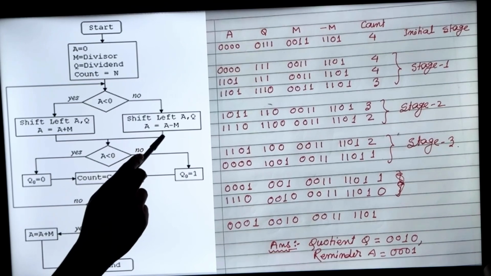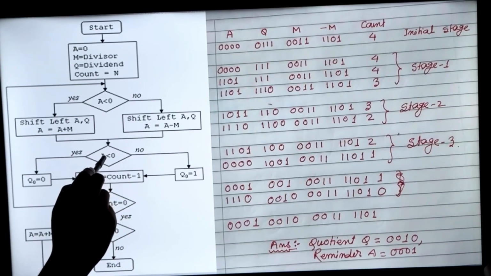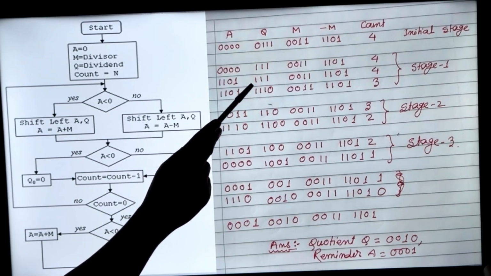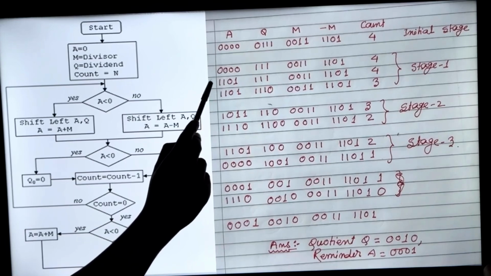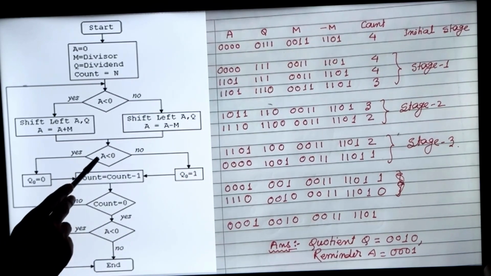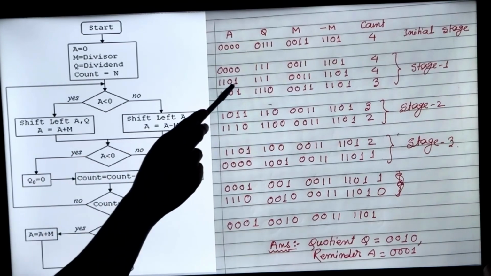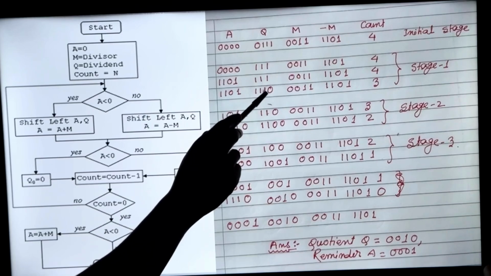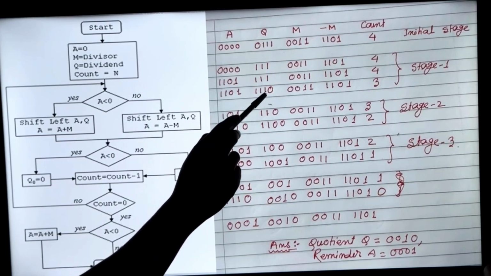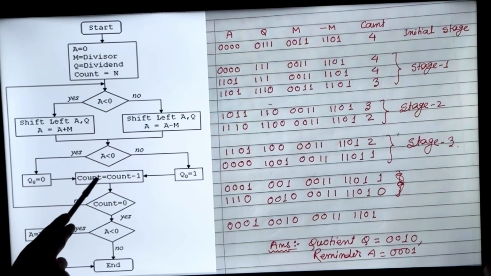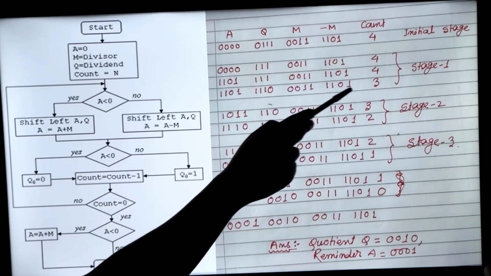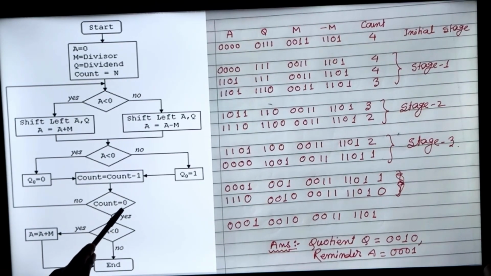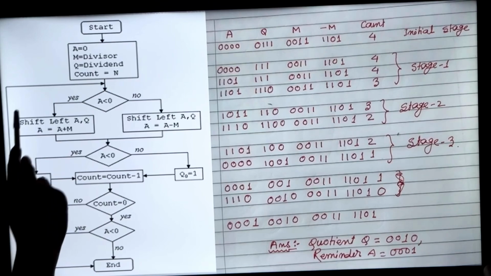After that, I will come here. Again I have one more conditional statement. Whether my A is less than 0 or not. Again I have to check. Yes, this is negative because the MSB is 1 here. If yes, Q naught is 0. This is negative, so in the empty place which I have here, we put 0. After that, count equals count minus 1. So it's 3. Whether count equals 0, it's not. So I'll go back to this step again.